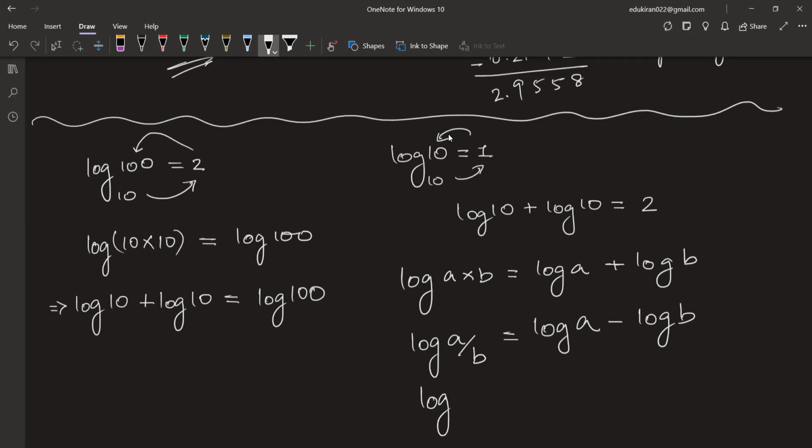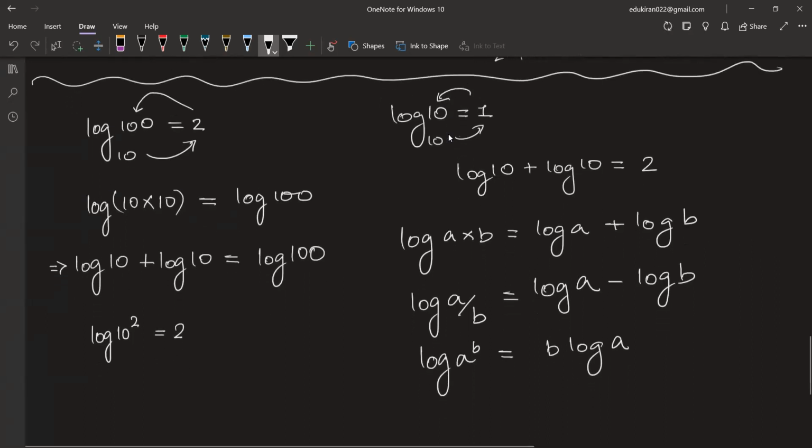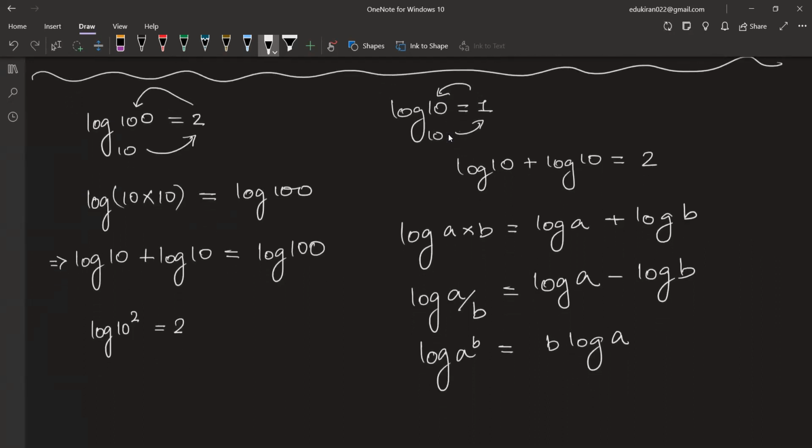Similarly, log of A to the power of B will be equal to B into log of A. That means B will come here. You can also say it like this. Log of 100 is equal to how much? 10 to the power of 2. This is equal to how much? 2. That means you can say that this is equal to 2 into log 10. And log 10 is what? It is 1. Both of these values will give me 2, and this value will also give me 2.